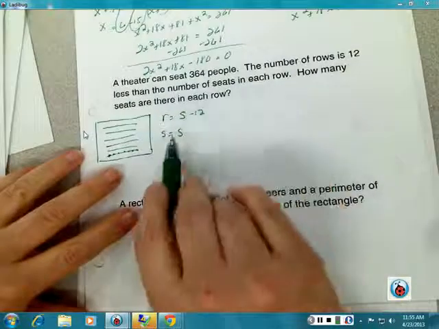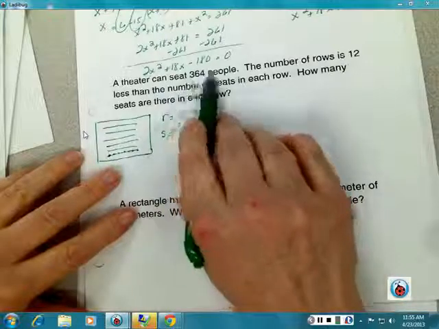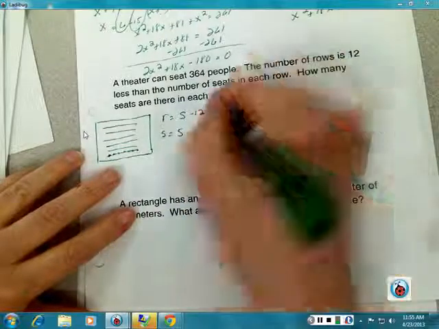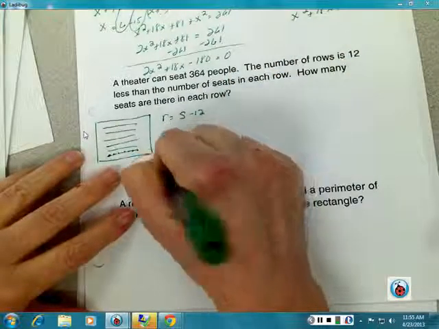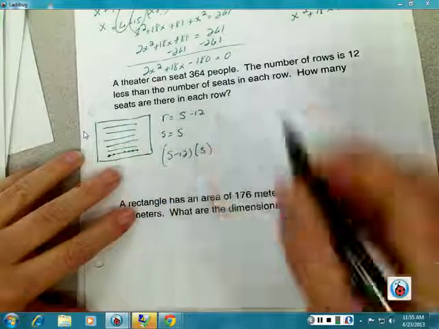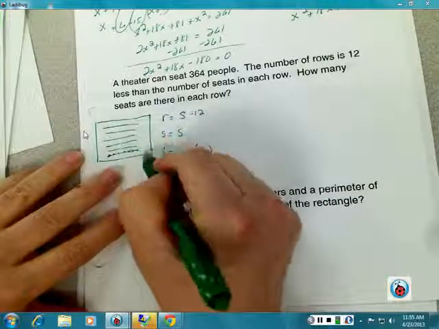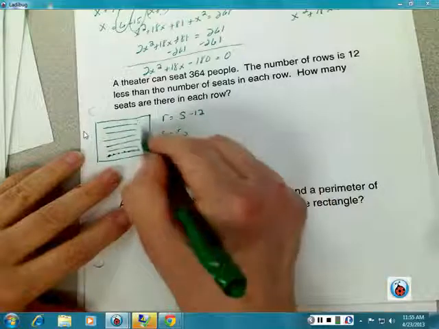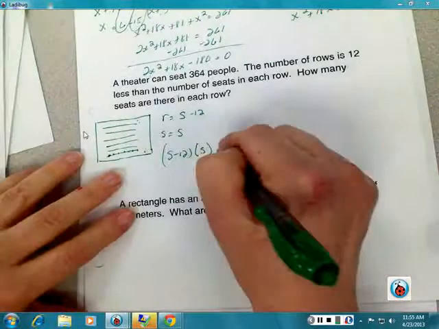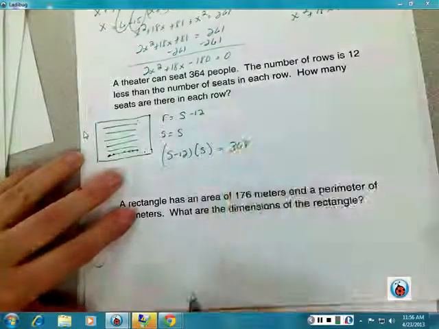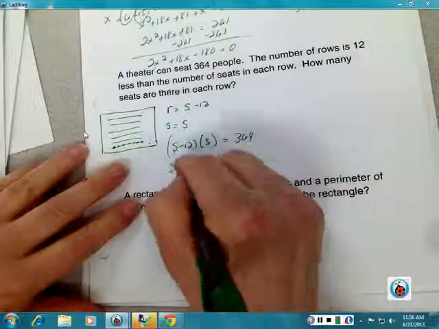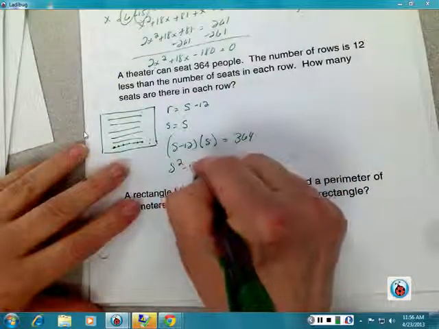So I need to figure my rectangle out. That's going to be S minus 12 times S, or the number of rows times the number of seats, is going to equal 364. So S times S is S squared. S times a negative 12 is a negative 12S.